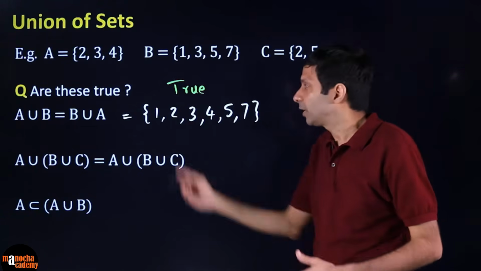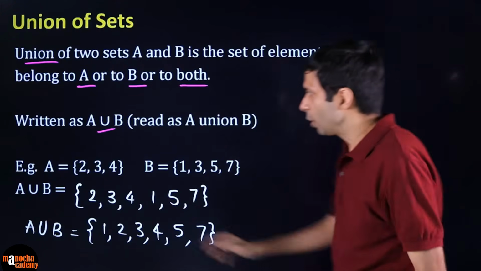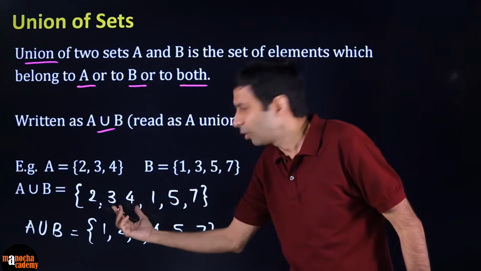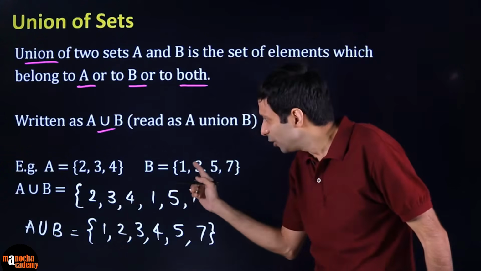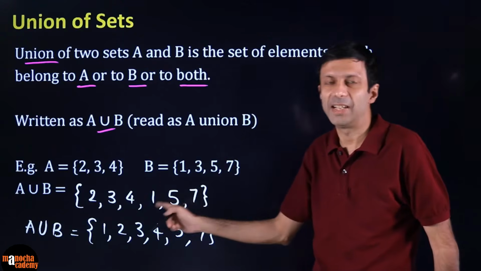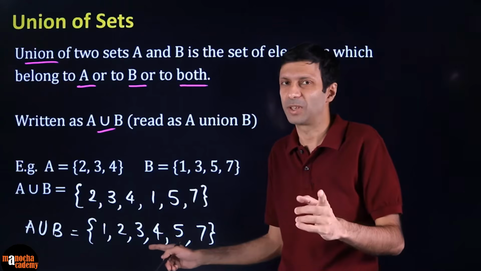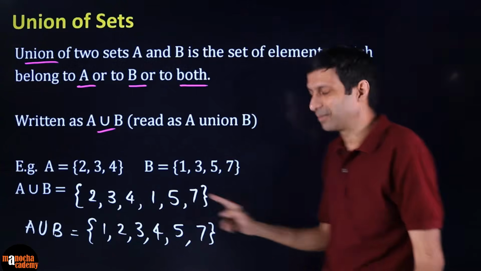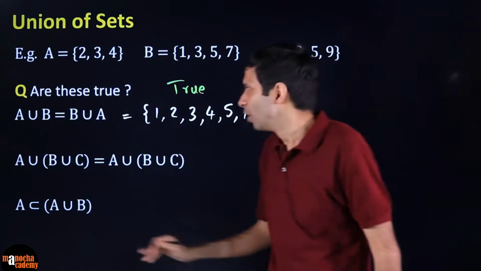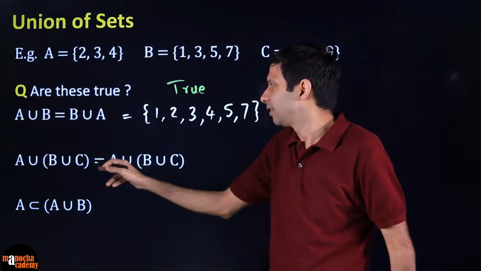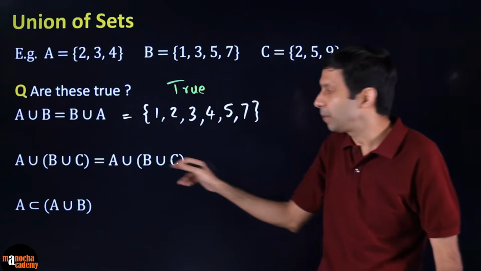Now the advantage of not taking it in order is that you won't miss out on any element, right? You simply copy all these elements 2, 3, 4, then you pick up the ones that you haven't taken yet. If you try directly writing in ascending order, you might miss out some element, so please be careful of that. So this one is true. What about the next one? If I take A union B union C, is that going to be equal to A union B union C?